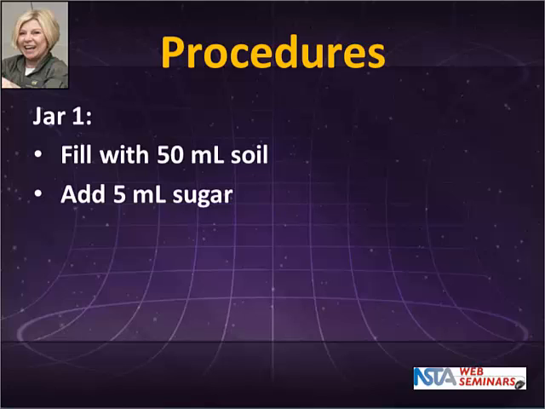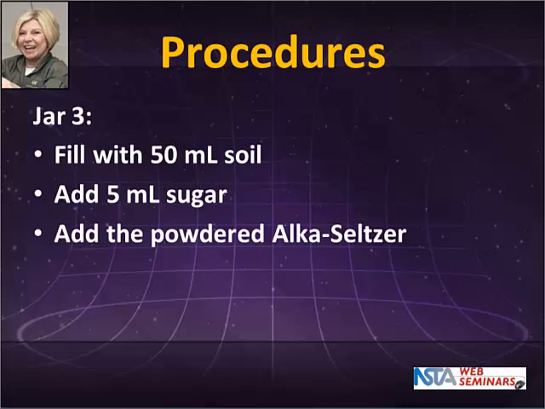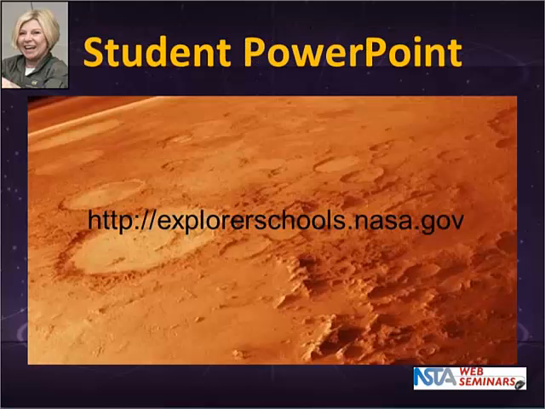Again, jar 1, you're going to fill it with 50 milliliters of soil, and you're going to add 5 milliliters of sugar to that. In jar 2, 50 milliliters of soil and 5 milliliters of instant active dry yeast and 5 milliliters of sugar. And then in jar 3, instead of yeast, you're going to use the powdered Alka-Seltzer, and again, grind that down very nicely so they can't actually see what's going on in those containers.